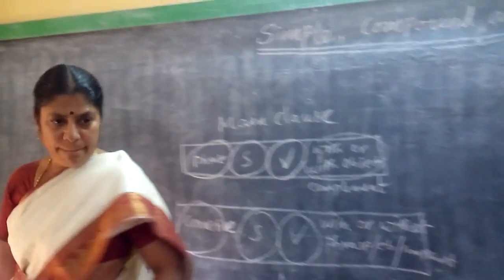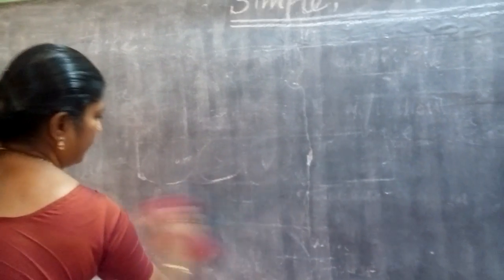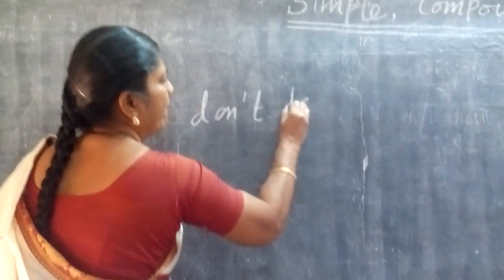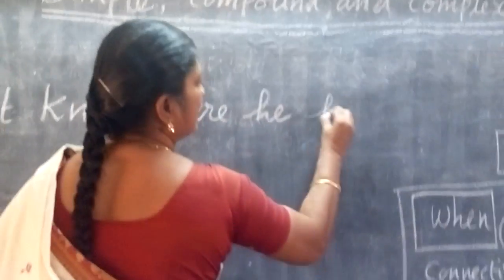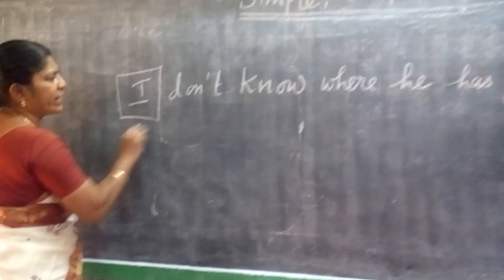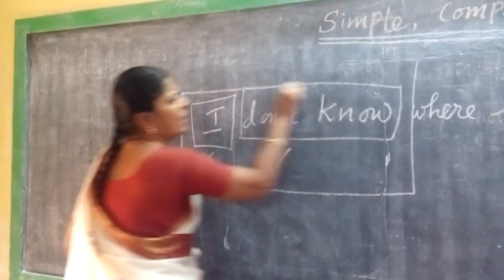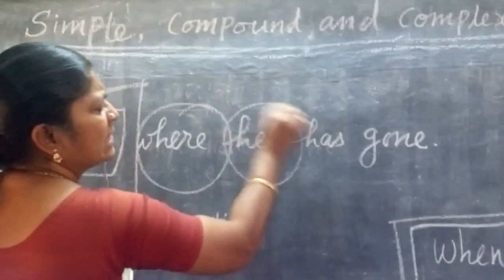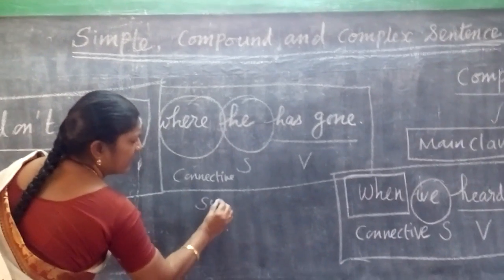Where is the duster? I do not know where he has gone. I is a subject, do not know is a verb. Here it is a main class: I do not know. Where is a connective, that means a subordinate connective. Then he is a subject, has gone is a verb. It is a subordinate class.